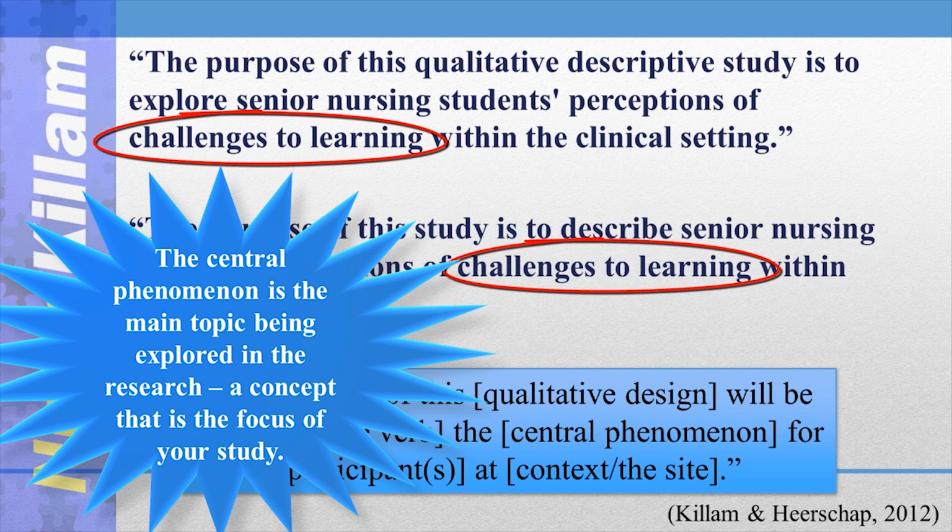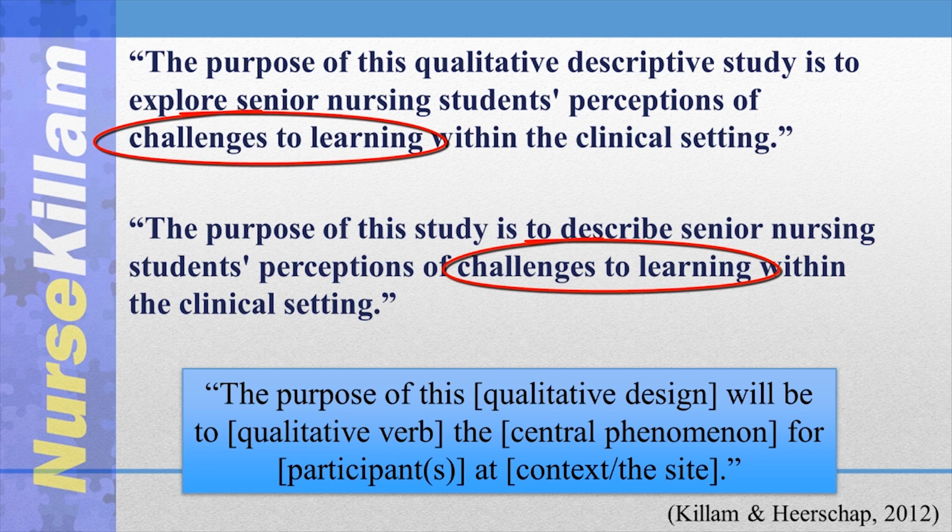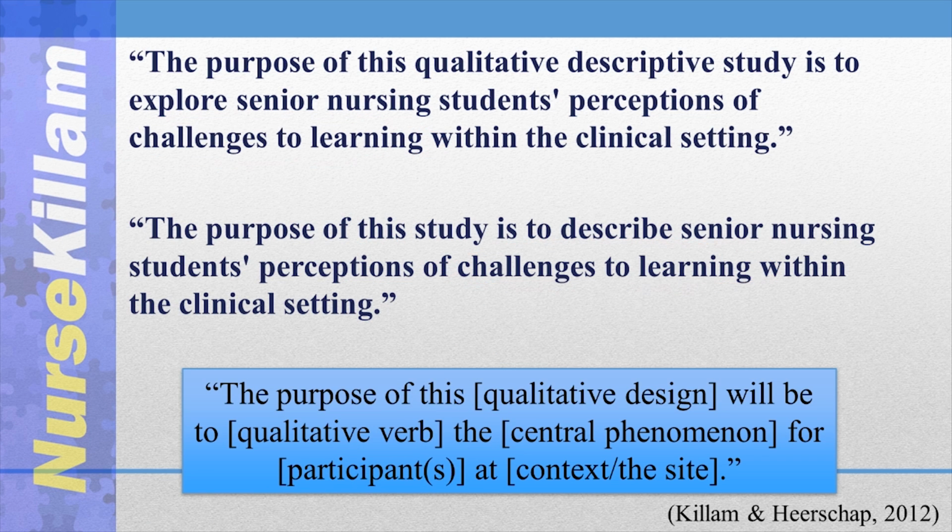In this example, challenges to learning would be considered the central phenomenon. Make sure your sample is clear. Identify the type of participants to be included in the study. In this example, the population is senior nursing students.